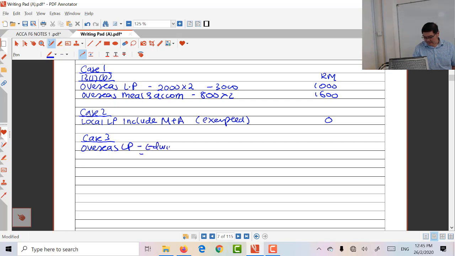Now, Edwin's 2,000 is exempt, the whole thing, because the max is 3,000. But for Lucy's, there's no exemption because she's not immediate family. So the benefit can only be exempted if it's given to the immediate family. So in that case, you expect the 2,000 will be assessed. Now, that's case three.